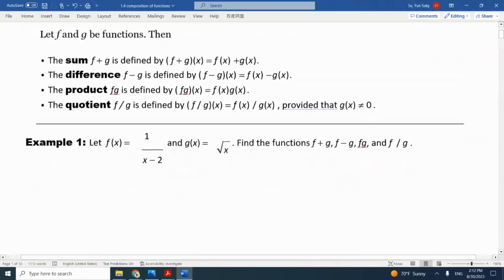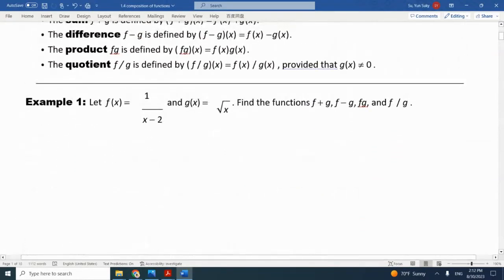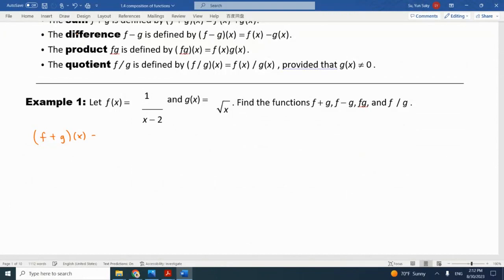Okay, so let's look at example 1. We have f and g, and let's figure out all of those. So f plus g of x is f of x plus g of x. f of x is 1 over x minus 2, plus g of x is the square root of x.